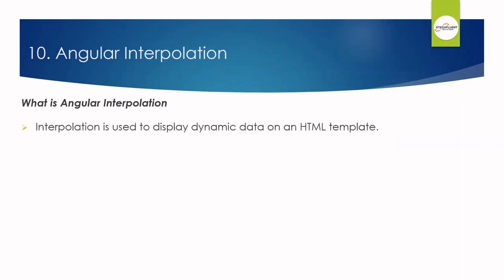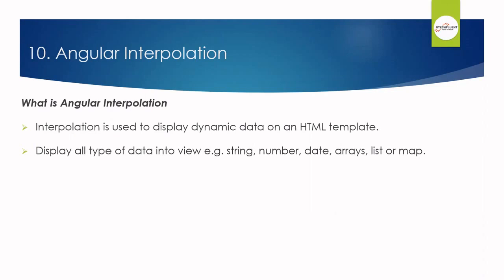In Angular, interpolation is used to display dynamic data on an HTML template, or you can say at the user end. It facilitates you to make changes in the component.ts file and fetch the data from there to the HTML template. We can display all kinds of property data in the view, for example string, number, date, array, list, or map. So interpolation is used for one-way binding.